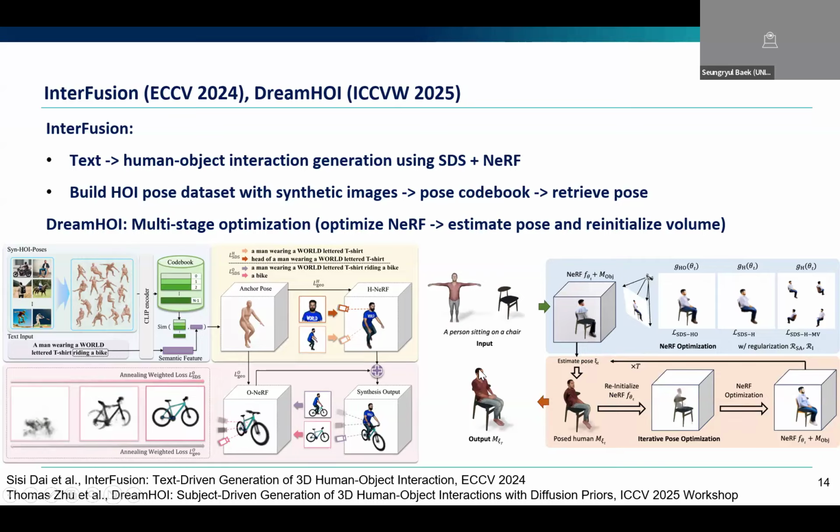But most of them optimize NeRF, which has limited visual fidelity and does not have a mesh representation, which makes it hard to optimize physical losses, including penetration and contact.